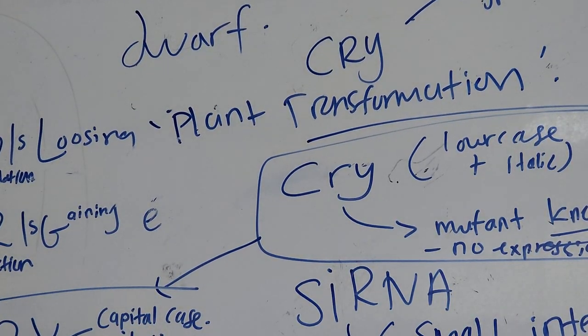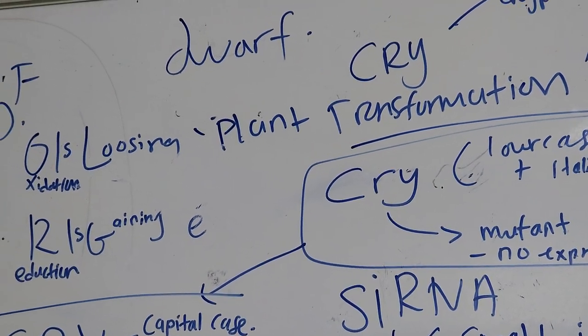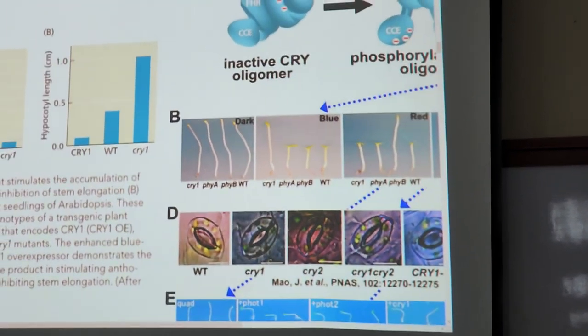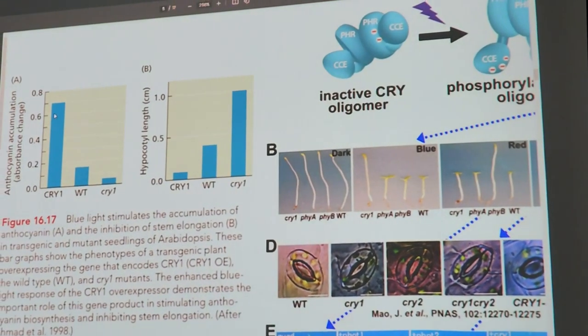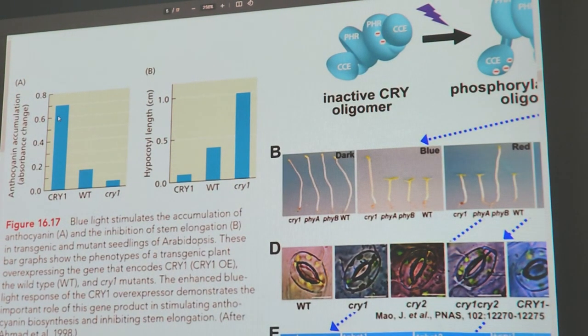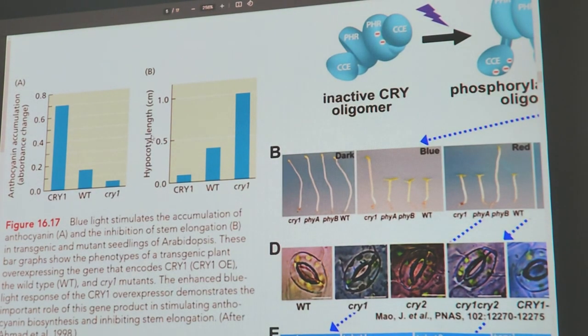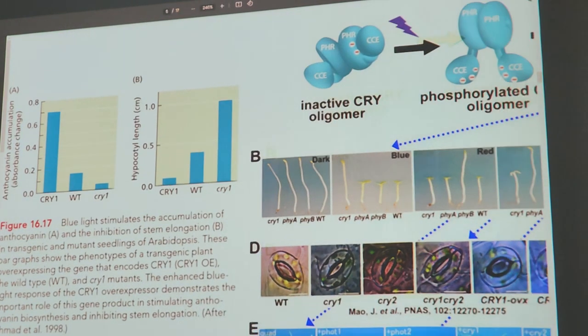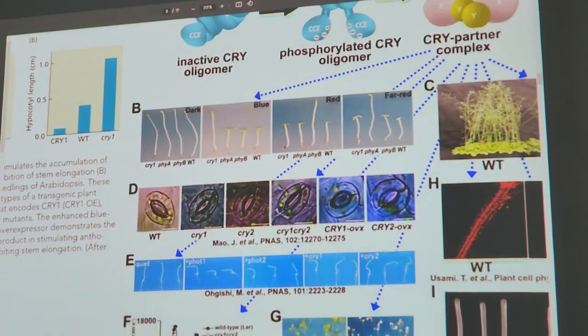And you can do this in the lab. Okay, what else does the cryptochrome do? Hypocotyl. Look at this. When you overexpress it, the hypocotyl, the stem of your seedling, will be super short. But when you knock out the gene function, the hypocotyl will be super long. So wild type is the natural form. This is the evidence. I got this from a paper actually.